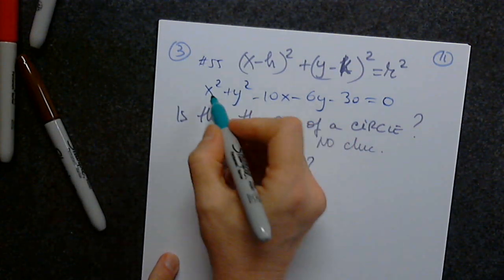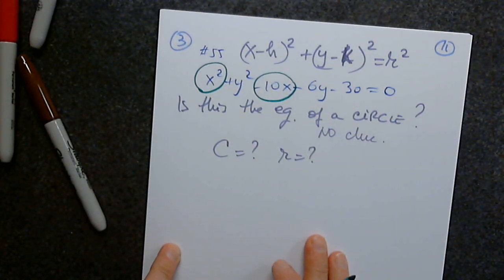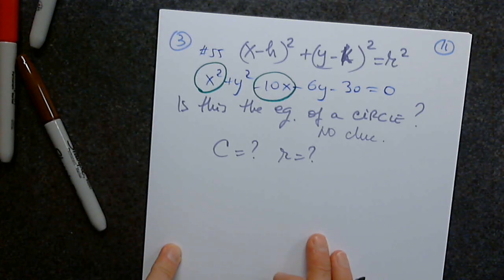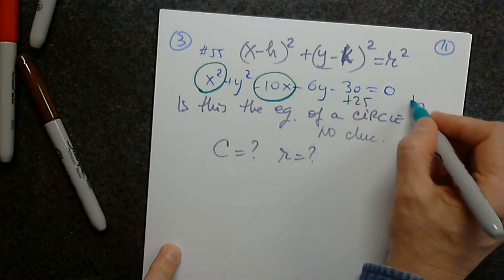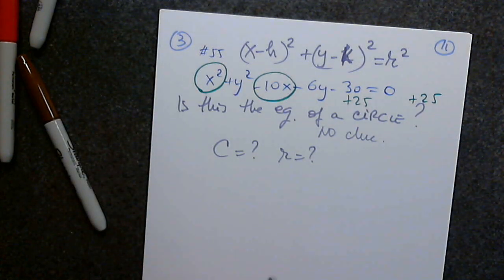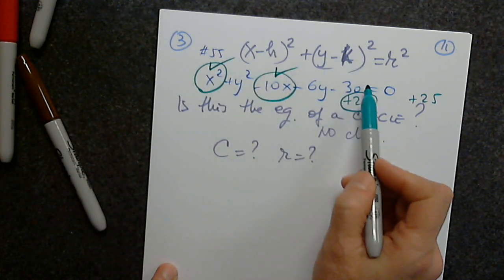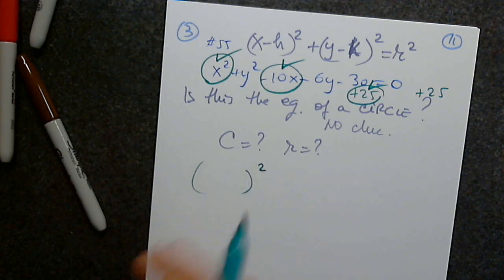Ready? I see an x squared and I see a negative 10x. Please tell me what to add to both sides in order to complete the square for x. Negative 10 divided by 2, that's negative 5, squared is 25. Very good. Positive 25, remember, to both sides. Now this, and this, they are all here.